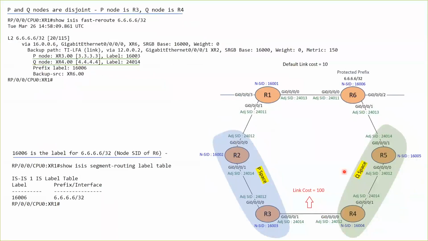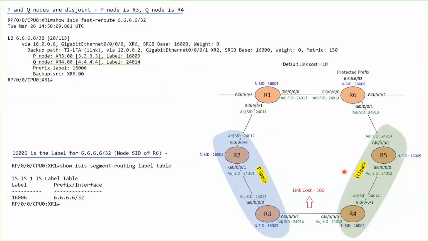Again, to let you know, as I told you, TLFA just doesn't protect SR labeled prefixes. It protects plain IP. It also protects LDP. Anyway, the label space is completely different, so it doesn't interrupt, right? Correct. So you can have LDP and SR enabled.